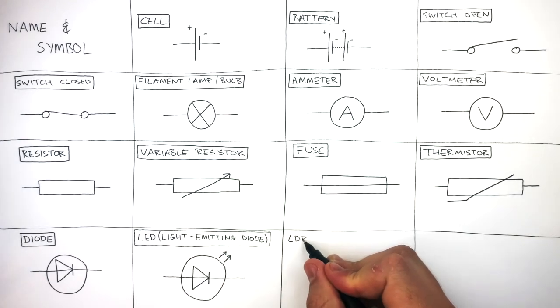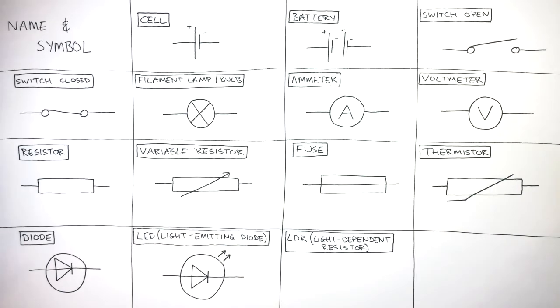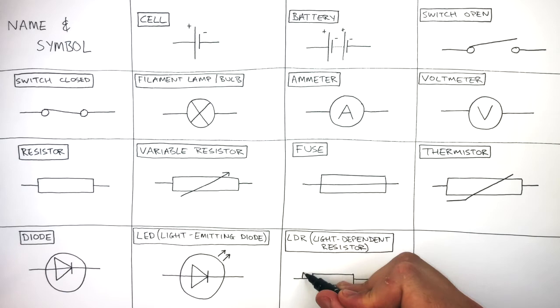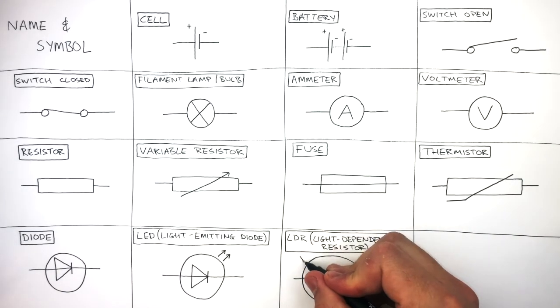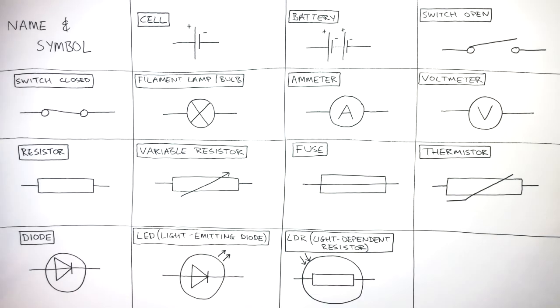In an LDR, light-dependent resistor, the symbol has a resistor in the middle with a circle going around that resistor and then two small arrows to the top left pointing into the LDR. The LDR is sensitive to light. At high light intensity, it has a low resistance, and at low light intensity, it has a high resistance.